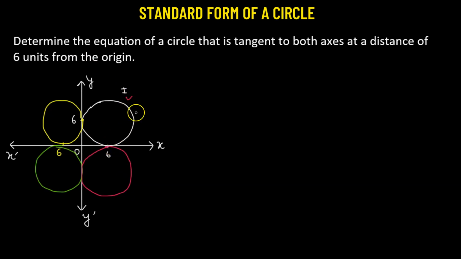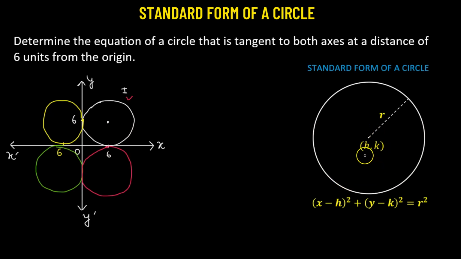So in this case, we have a circle. We'll need the information about the center as well as the radius of the circle in order to determine its equation. For that, let's use the standard form of a circle. Let's say we have a circle whose center has the coordinate h, k and the radius given by r units. Then the standard form of a circle is given by this particular equation, where we have x minus h whole squared plus y minus k whole squared equals r squared.